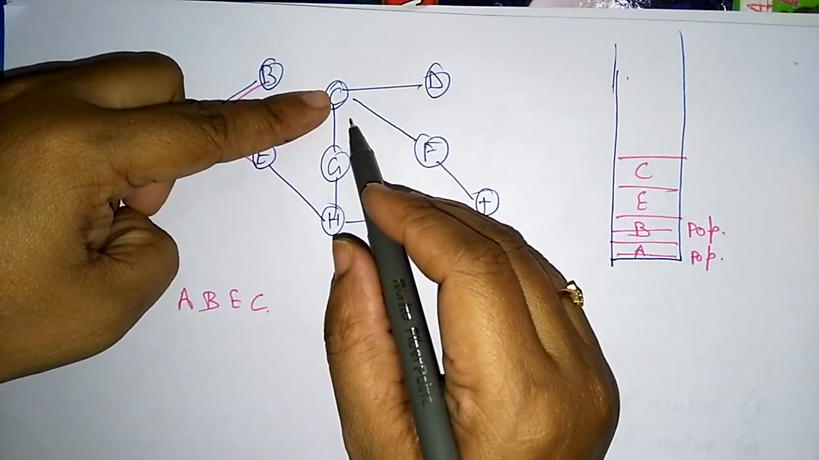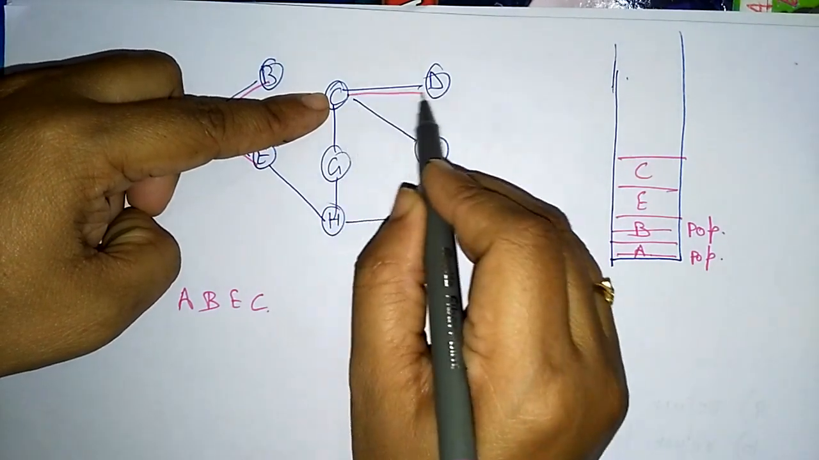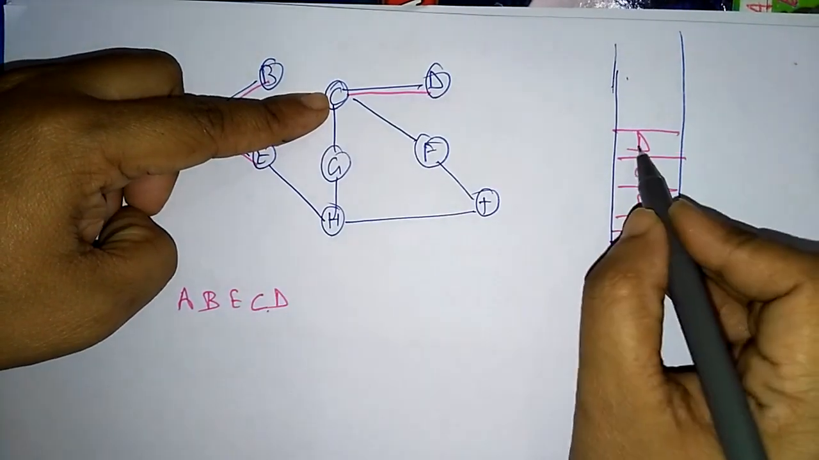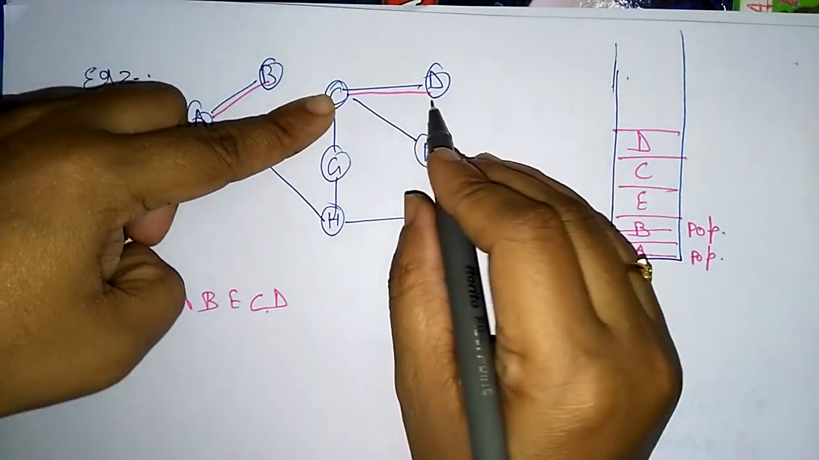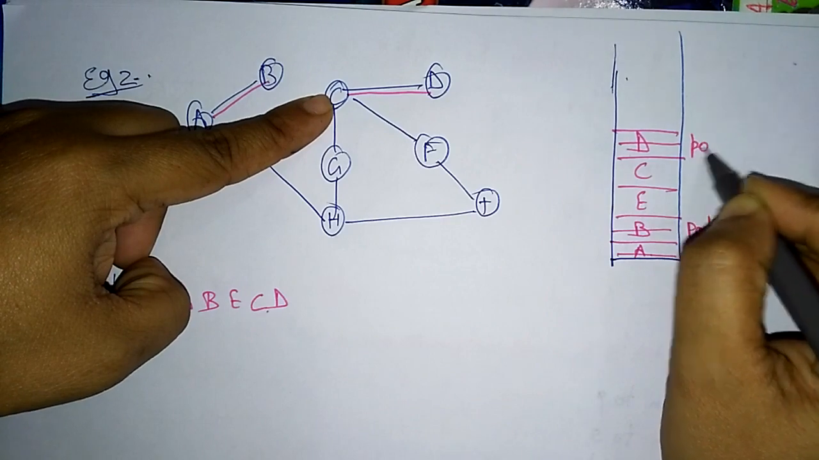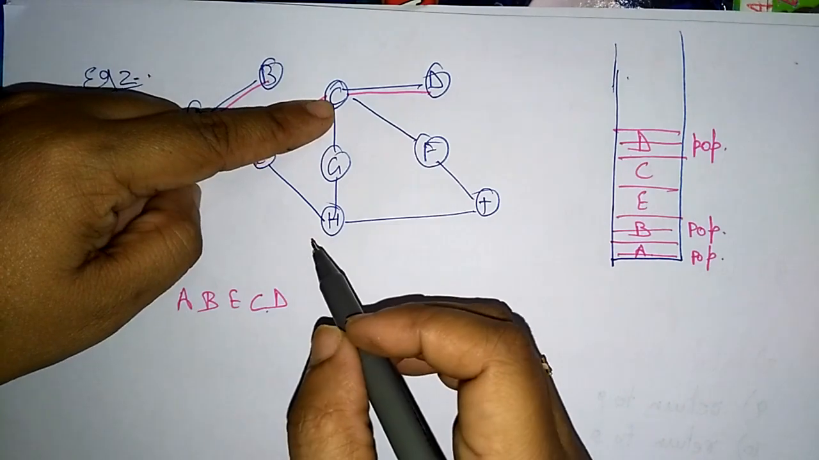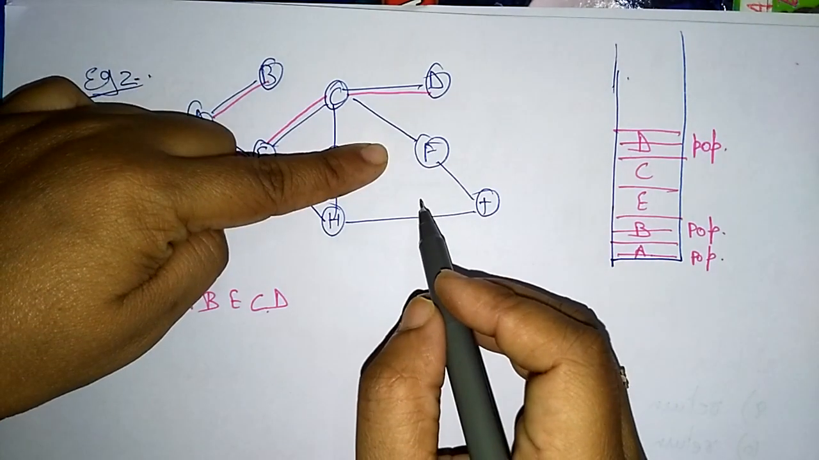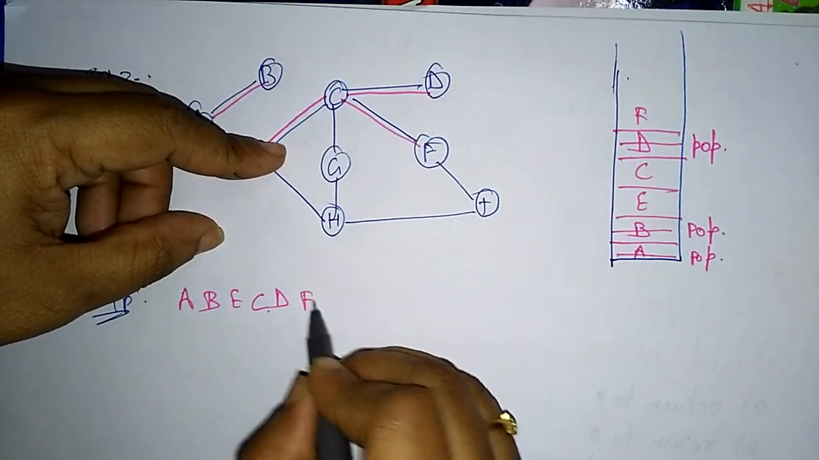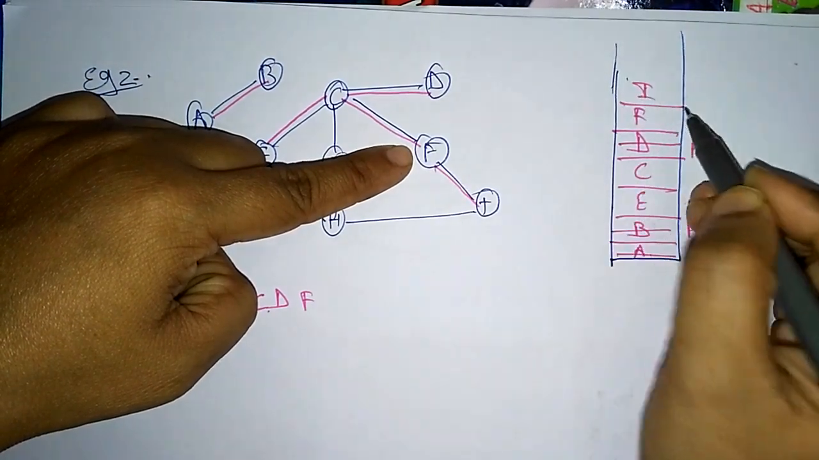Now from C, what are the adjacent vertices? D, F, G. I am taking D because that is next after C. Just enter it into the stack. From D, there are no adjacent vertices still remaining. Just pop it. From C, the next adjacent vertex is F. So enter the value F. From F, what is the adjacent vertex? I. Enter the value I into the stack.